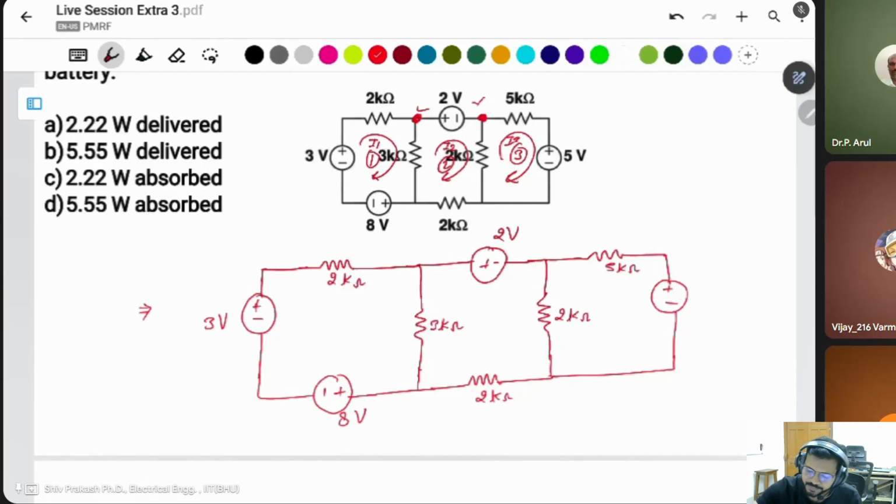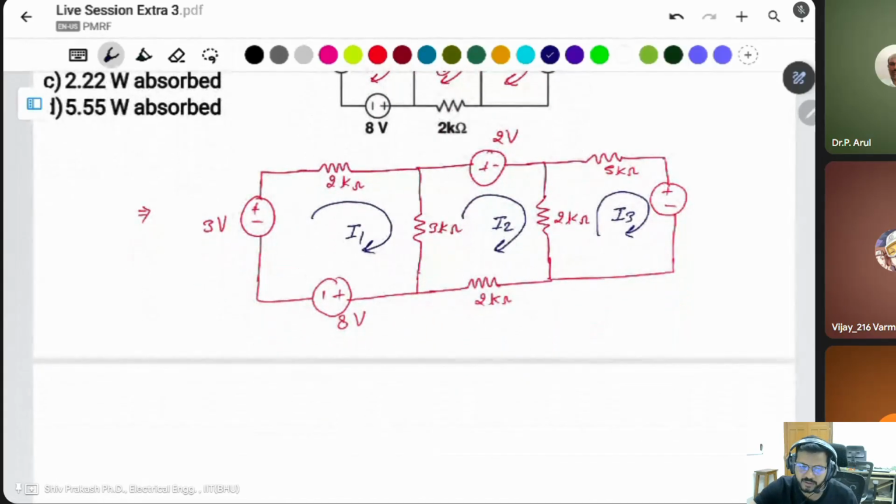Oh, sorry. Okay. Take the current in this loop as I1, in this loop as I2, in this loop as I3. These are 3 variables, so I require 3 equations. The 3 equations we will get by taking the 3 KVLs in loop 1, 2 and 3.